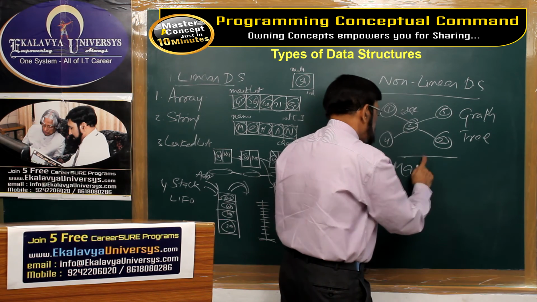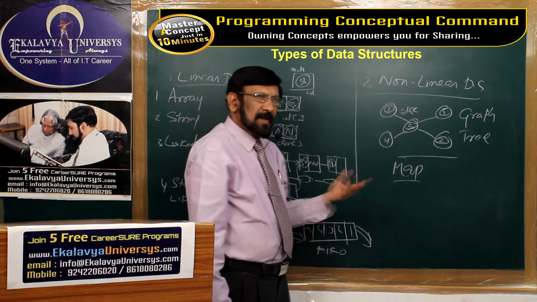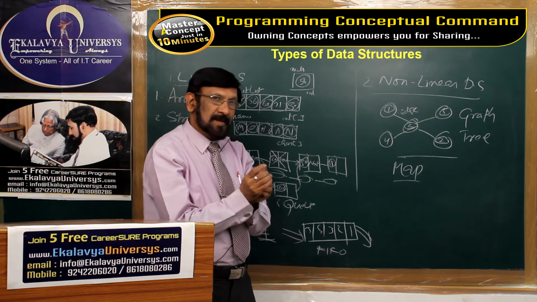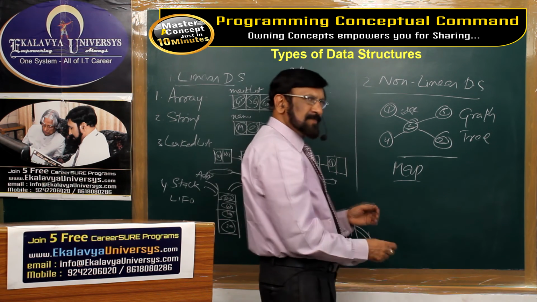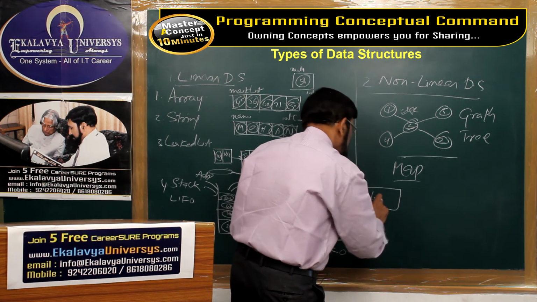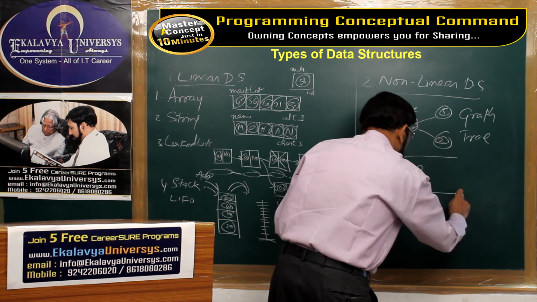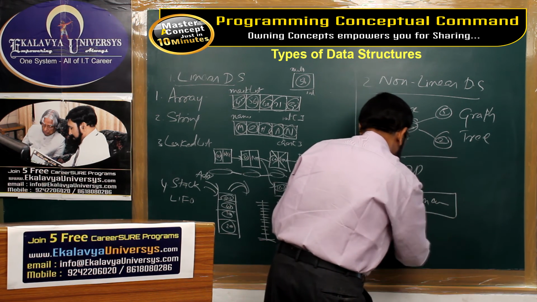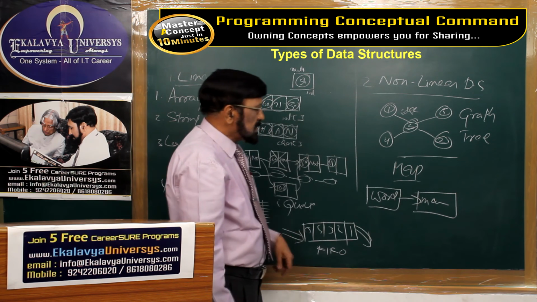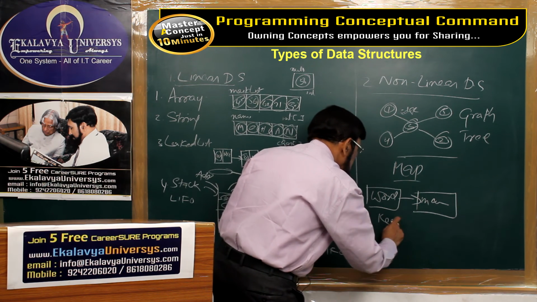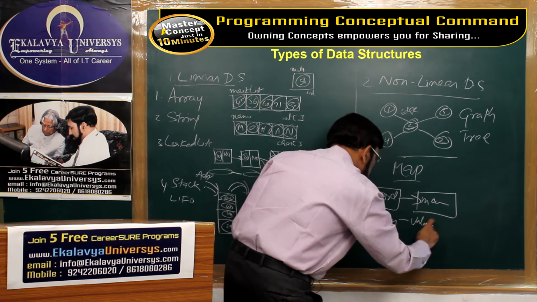Next, one more is there: the map data structure. Actually, for map data, a dictionary is the best example. Dictionary means you see one word is there and one meaning is there. That's why it is also called a dictionary data structure. Here a key-value relation will be there.